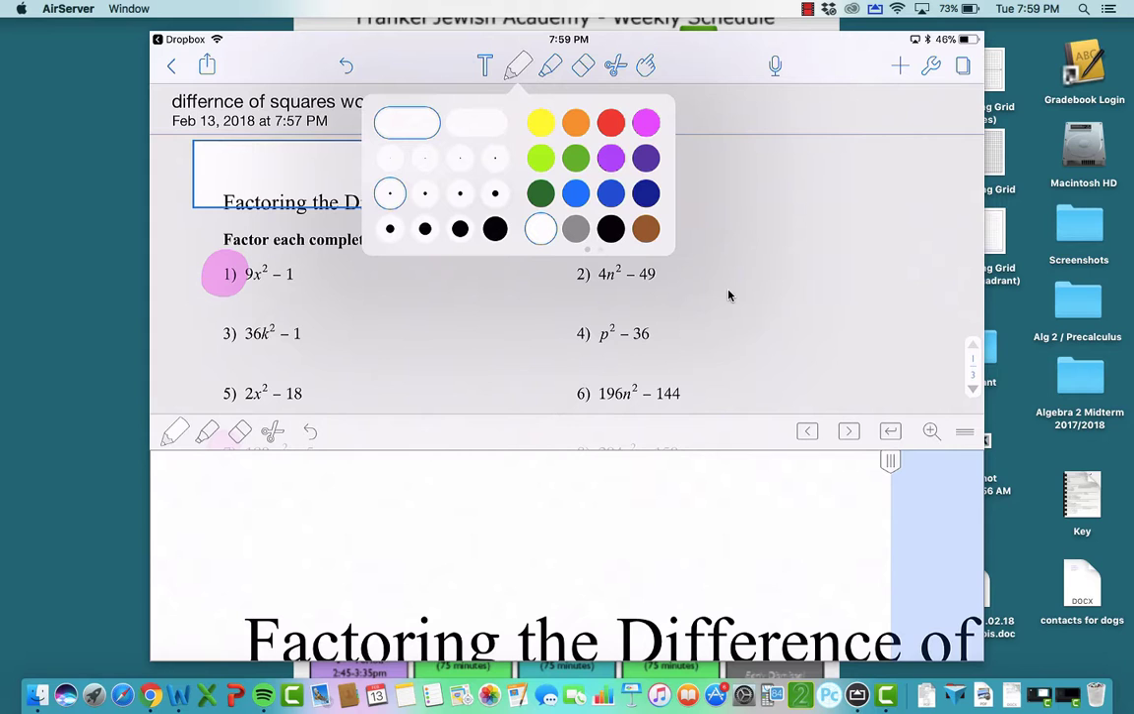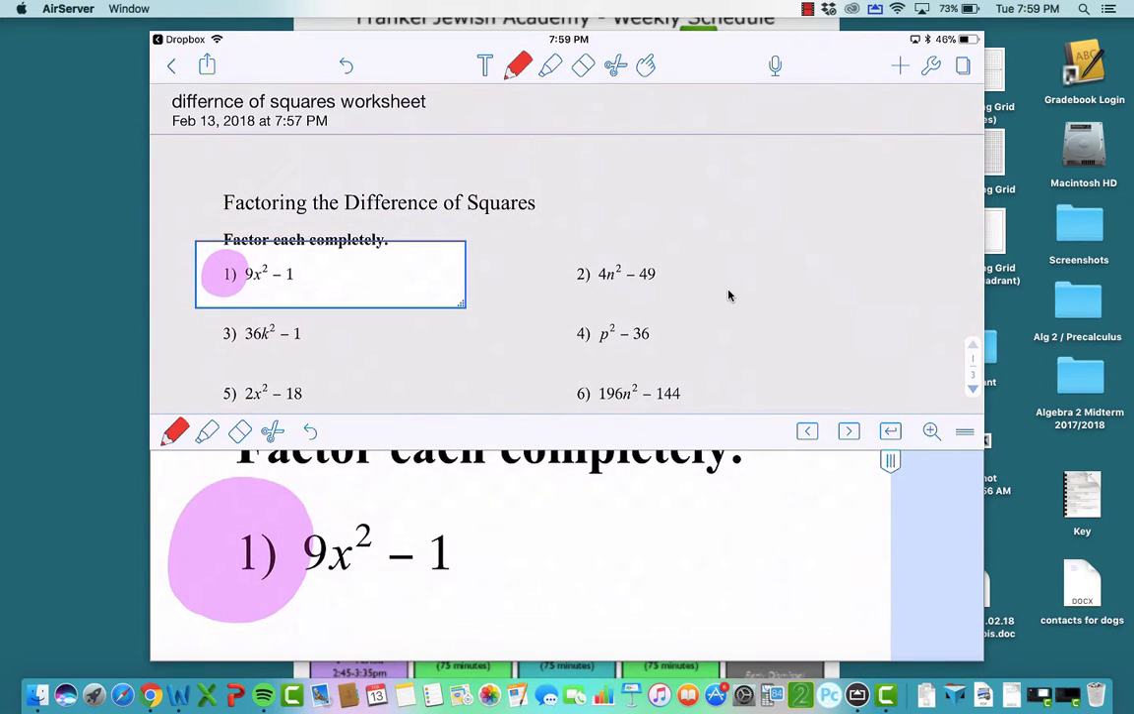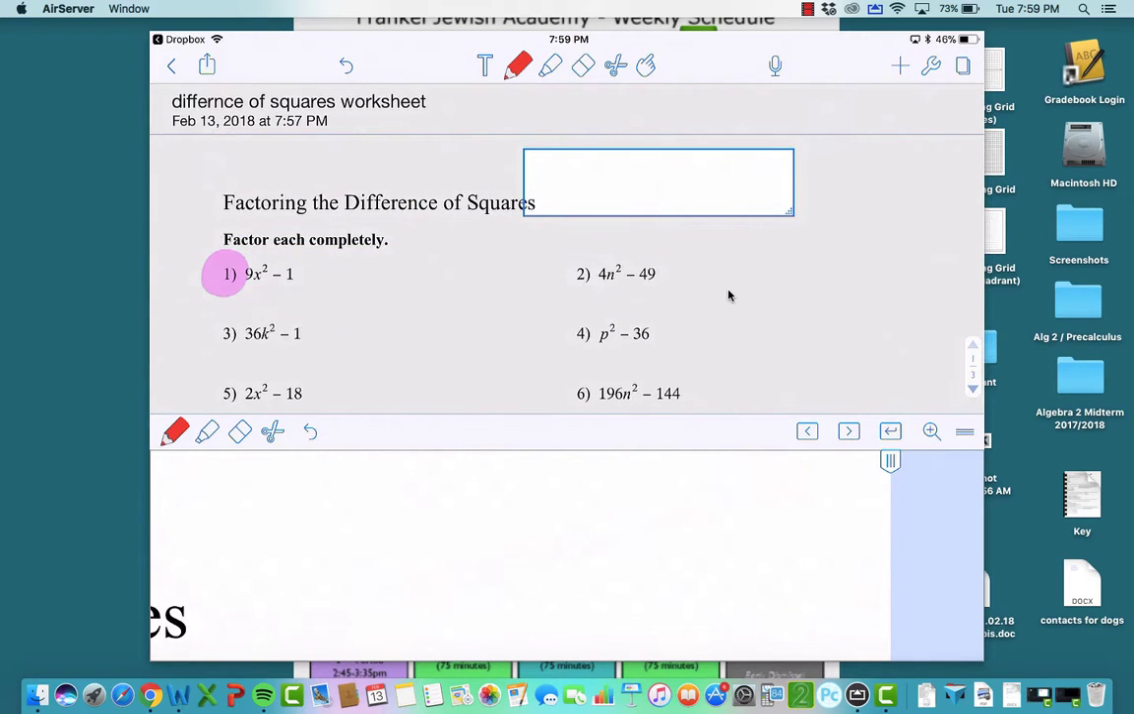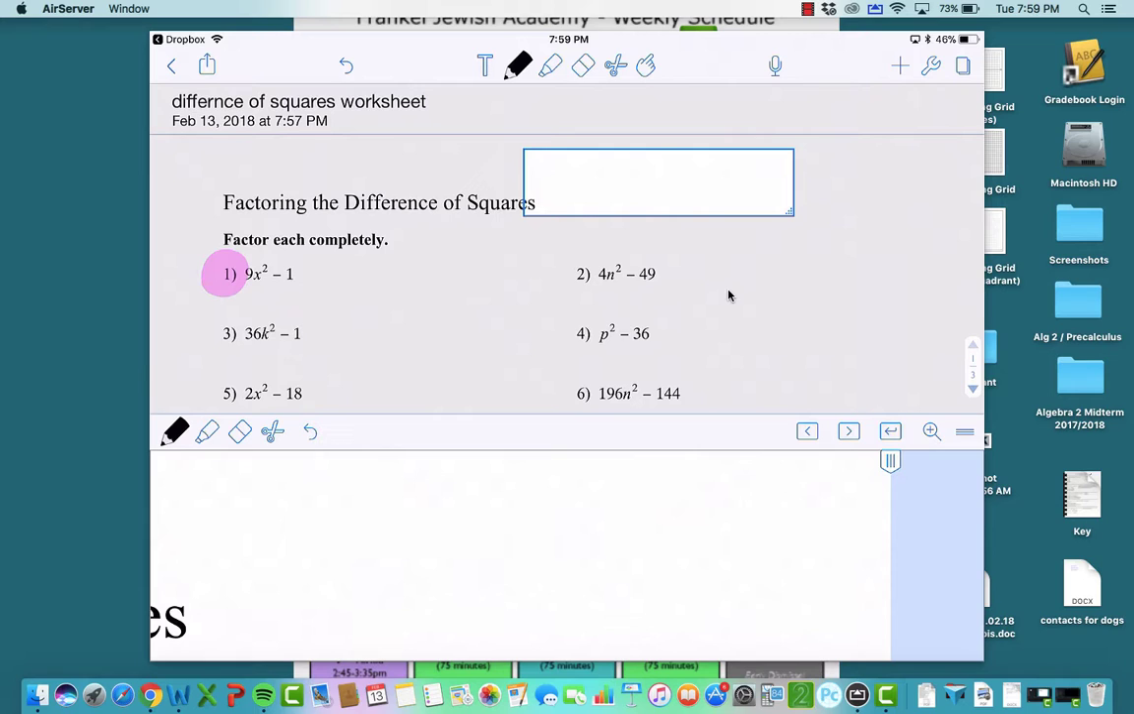So this worksheet is on Schoology. I am going to do the highlighted ones, and you are going to do the other ones if you need extra practice. I'm not going to do all of them because there is not really any difference to how you do these problems besides applying them to the formula.